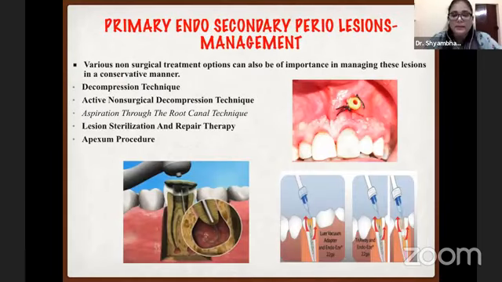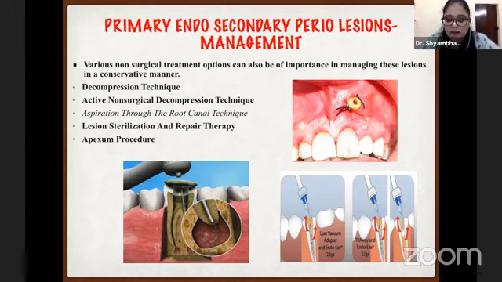In case of primary endo and secondary perio lesions, there are various non-surgical managements that can also be done, such as the decompression technique, wherein a tube is placed inside the swelling or the sinus opening that is there. An incision is made, and a tube, as seen in the first image, can be placed from where the periapical exudate or the pus can be discharged. This tube is placed for a couple of days so as to get the entire exudate out. Once the entire exudate is out, the tube can be removed, irrigation can be done, and the incision can be sutured back.